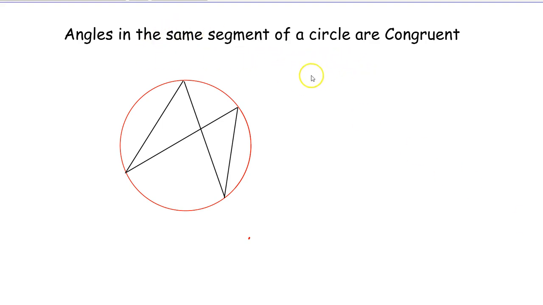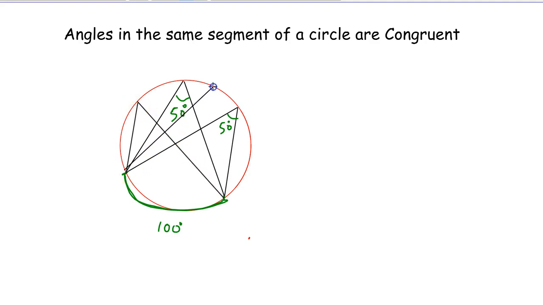Angles in the same segment of a circle are congruent. That is, this angle, suppose the measure of this angle is 50 degrees, even the other angle is also 50 degrees, because they have the same intercepted arc. Because this arc is the same, all those angles are going to be the same. So here, according to this example, that's 50, so this has to be 100 degrees. The measure of the intercepted arc is 100, so the inscribed angle is 50 degrees, 50 degrees. Even if I take a third one here, this is also 50 degrees.